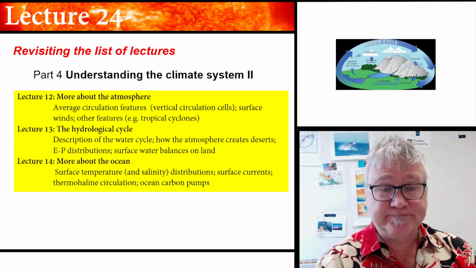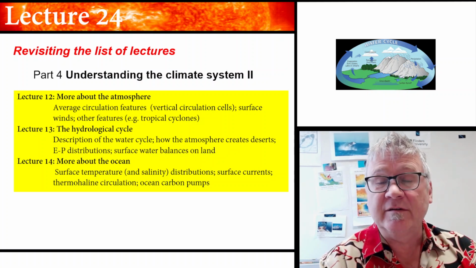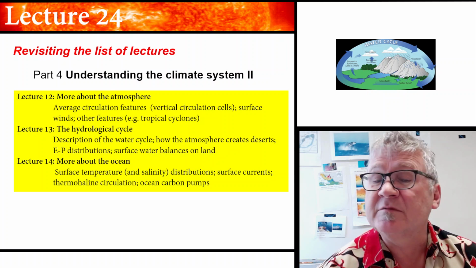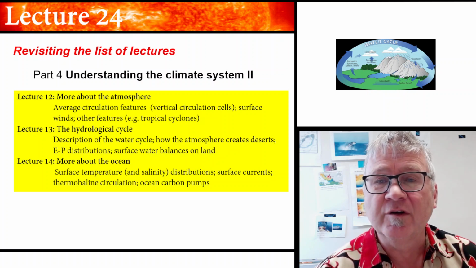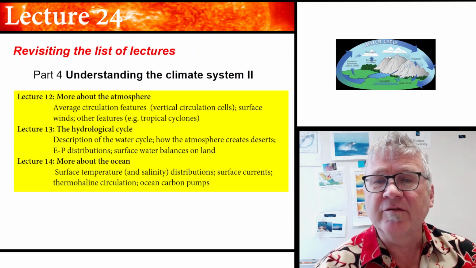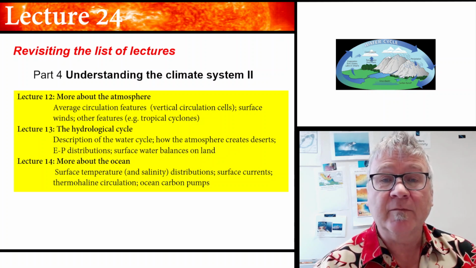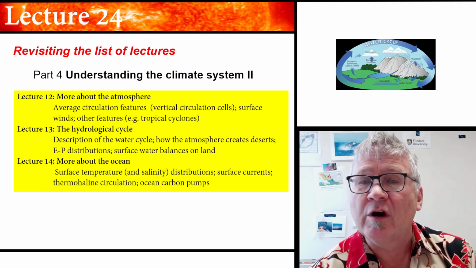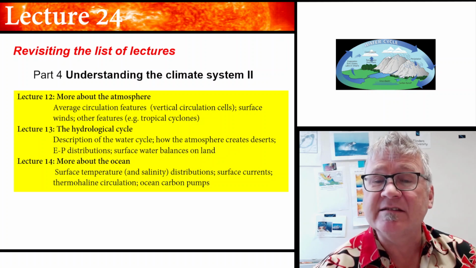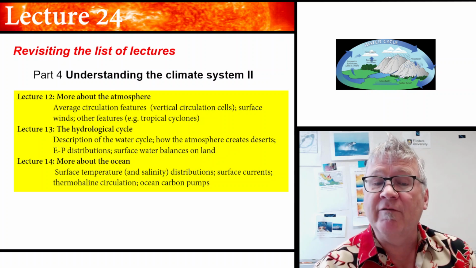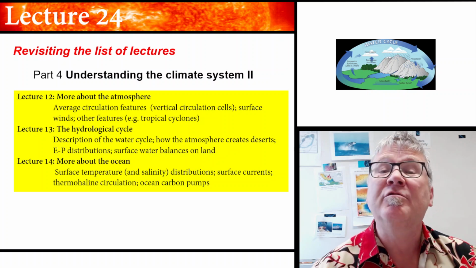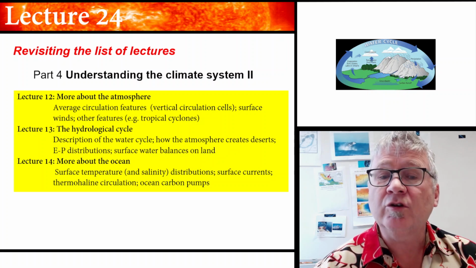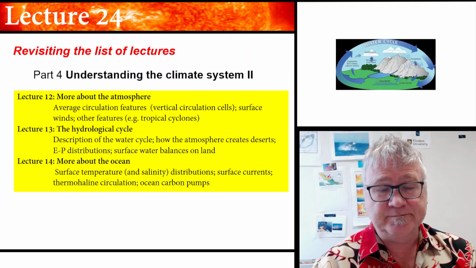understanding the climate system, you learn more about the atmosphere, the average circulation, vertical circulation cells, surface wind systems, and other features like tropical cyclones or rain shadows. Okay. We focus on the hydrological cycle, and that's the first time we actually focus on precipitation minus evaporation and distributions over land. And we looked at how the atmosphere actually creates deserts. The atmospheric circulation, how this is linked to the water cycle.